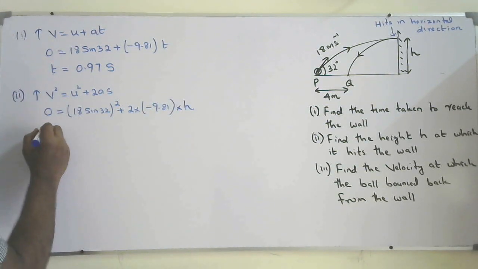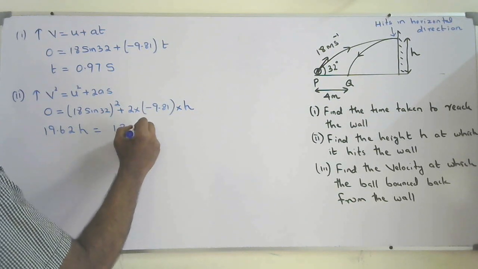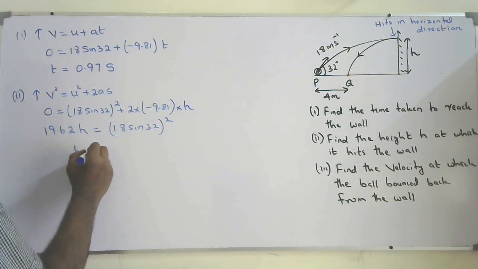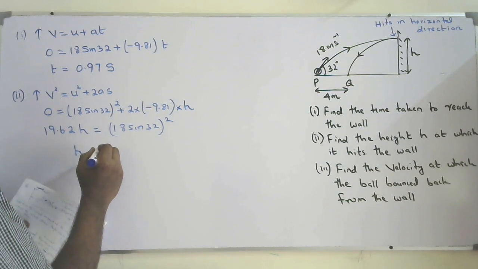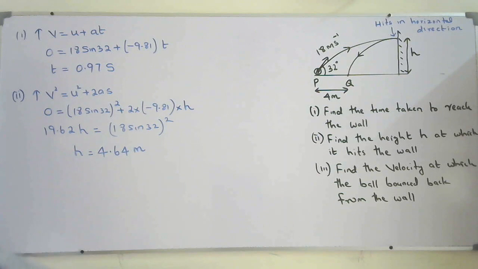So bring it to the left. 19.62 h equal 18 sin 32 squared. Find the h. So the answer, h, the vertical height will be 4.64 meters. Okay, right.